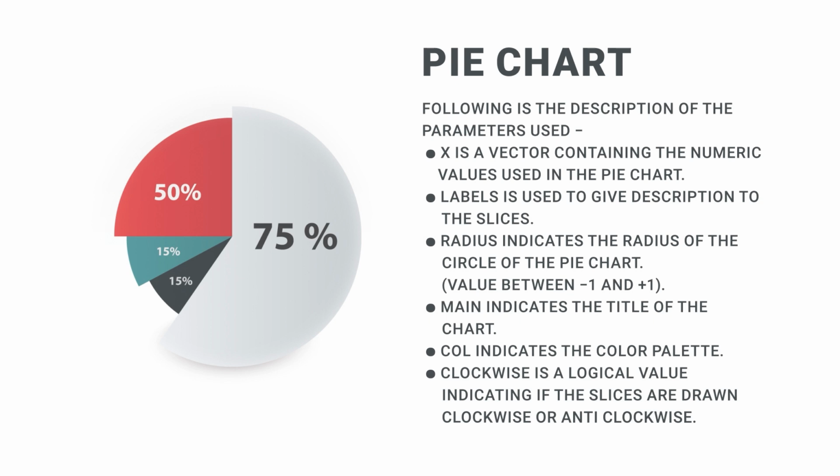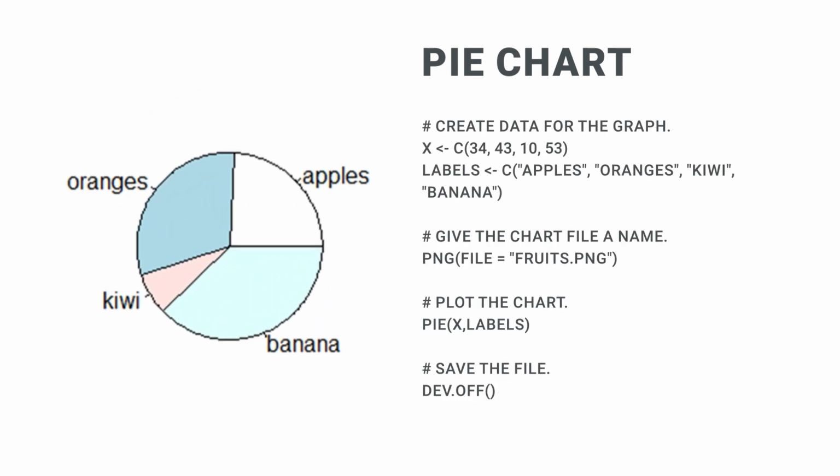The last one is clockwise, a logical value indicating if the slices are drawn clockwise or anti-clockwise. It depends on you, so it can either be true or false because it's a logical value. So this is a simple example of a pie chart. Suppose you have taken a variable x and you have inputted 4 values there.